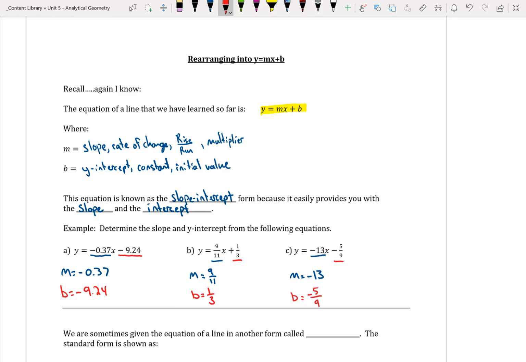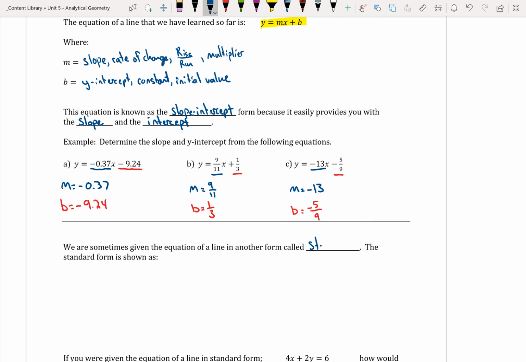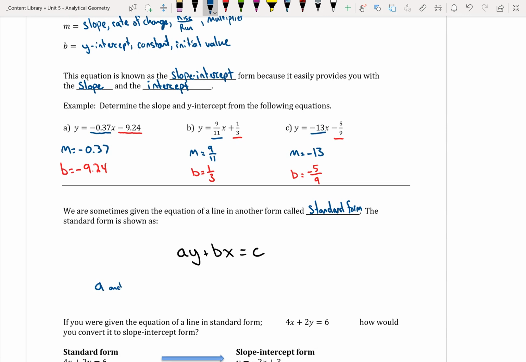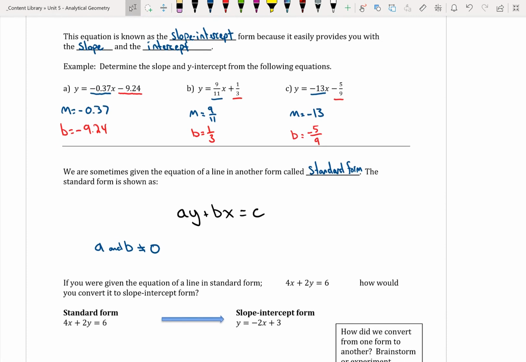Sometimes we may be given the equation of a line in another form called standard form. The standard form is shown as ay plus bx equals c, and the key thing with this form is that a and b do not equal 0. Computers like to spit equations of straight lines out into standard form, and it may be something you come across, but it doesn't give us any useful information. So if we're given things in standard form, we want to change it into slope-intercept form.